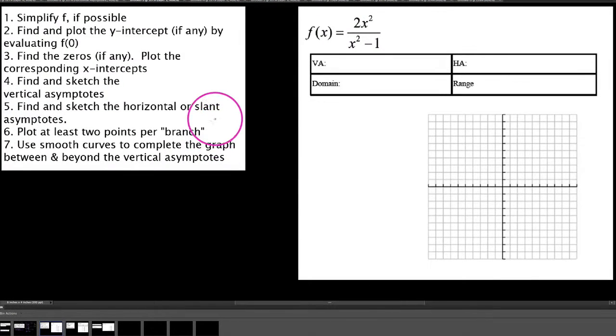Okay, YouTube, this is my first video on how to graph a rational function, which I'm going to take you through several steps in order to make this graph. And then we'll talk about how we can simplify these steps, just thinking about this out loud. But the first thing we always want to do is simplify the rational expression if possible.